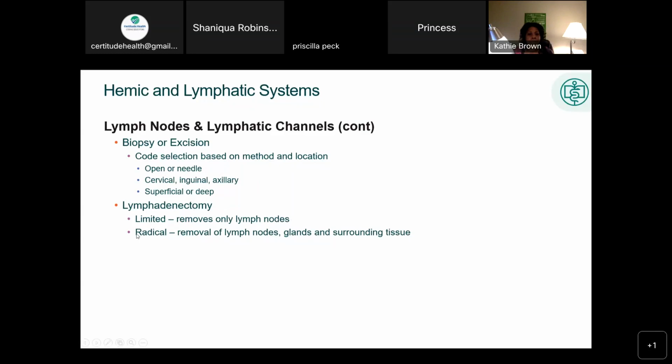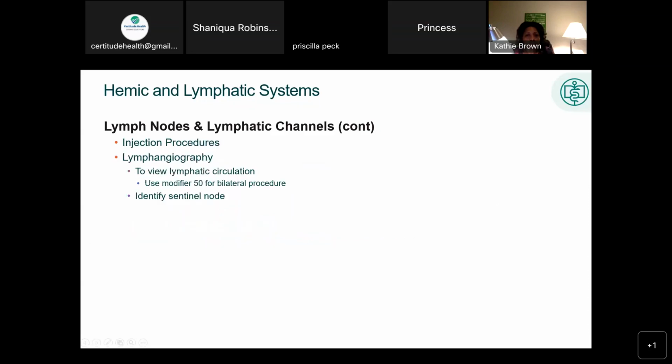But if they're doing a radical, like we talked about with the mastectomy for breast cancer, they'll typically do a radical where they'll remove the lymph nodes, the glands, and surrounding tissues like under the armpits. And so that leaves little room for that cancer to spread.